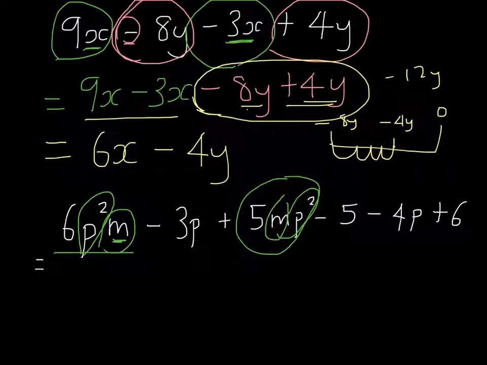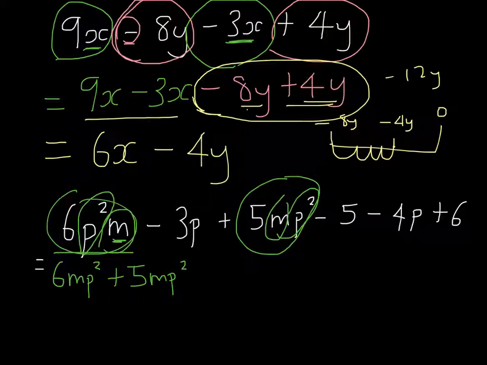I would then write them so that they're exactly the same. So let's write them both as 6mp squared. So that's this term here. And I'll write the other one the same, plus 5mp squared. The only thing I've done there, I have a preference for writing them in alphabetical order, but it doesn't actually matter.